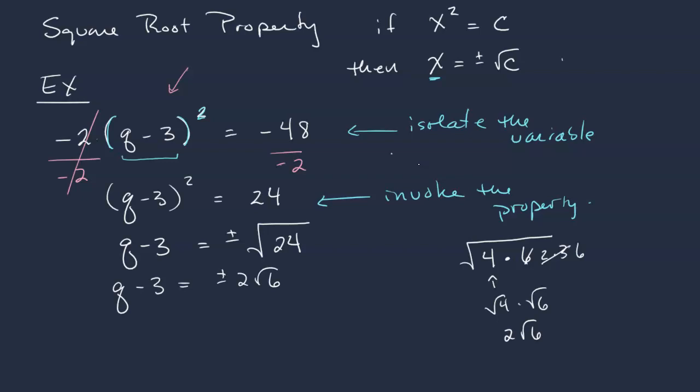And then we can add the 3 over to fully isolate the variable. And we'll end up with q is equivalent to 3 plus 2 roots of 6 and 3 minus 2 roots of 6, the two solutions that both satisfy the original equation.